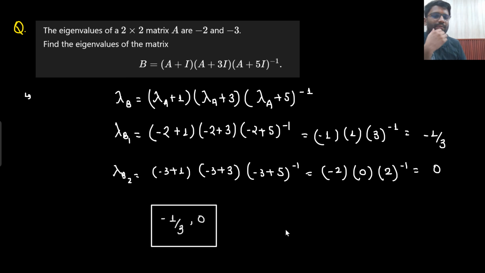Is that clear to you? Okay, just simply put the values here. -2 plus 1 will be -1. Then -2 plus 3, 1. So it is -1. -2 plus 5, what will it give you? 3. So -1/3. And then -3 you put here, this will become 0. So the answer is 0. So without even picking up the pen, you can solve these kinds of problems.